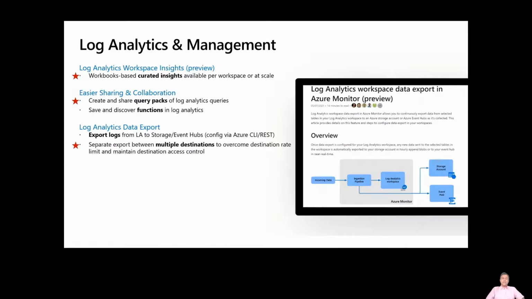In terms of data export, you could already export logs from log analytics to your storage or event hubs via CLI or REST capabilities. Now, starting Build, you can separate this log export between multiple destinations, helping you really overcome that destination rate limit and helping you maintain that relevant access control in your destinations.